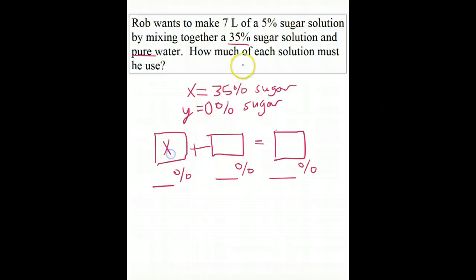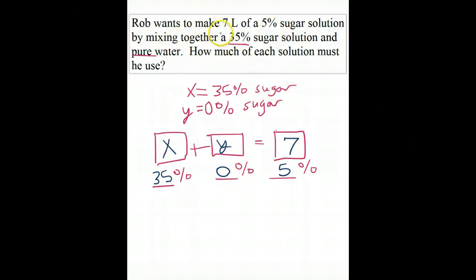All right, so we have X. Let me change color just because it's a little bit more interesting. So there's X here, Y here, and again, we have to fill that part in. And then we have percentages. We've got 35% here, 0% there, and then its final solution needs to be 5%. Also, keep in mind, Rob wants to make 7 liters, so that 7 is going right there.